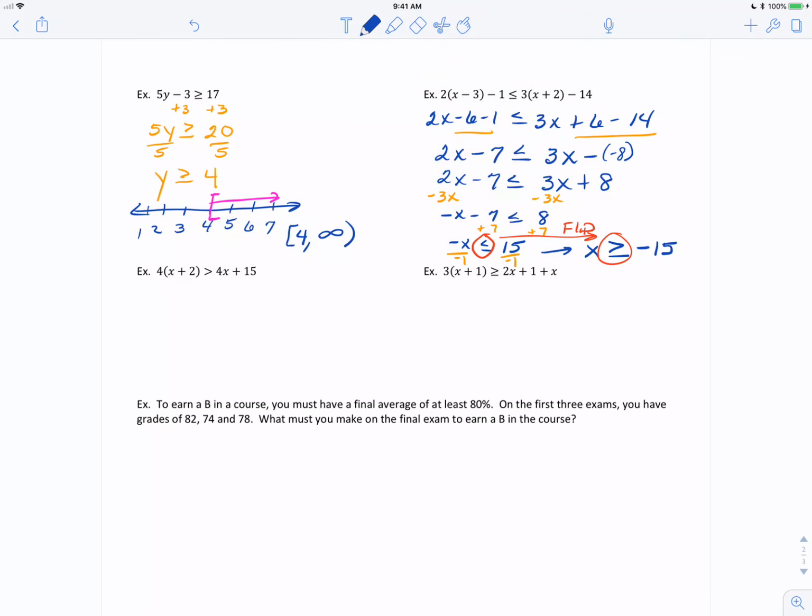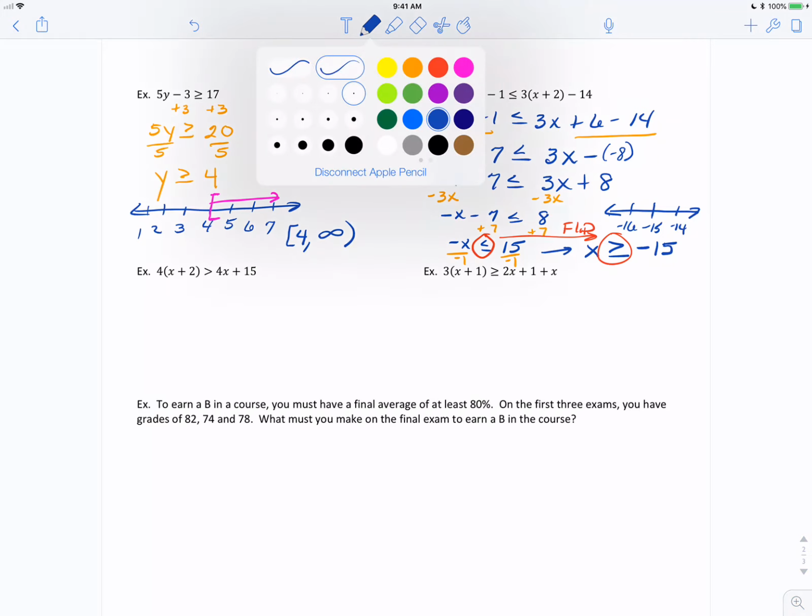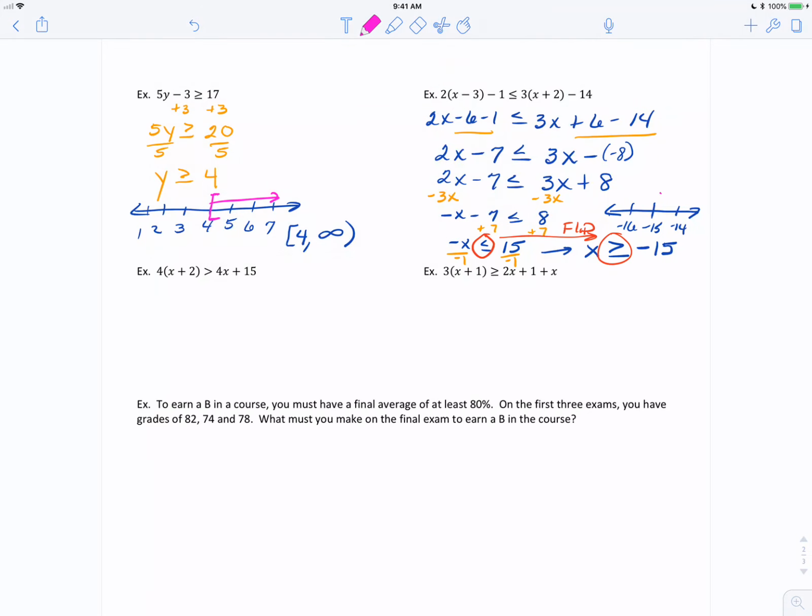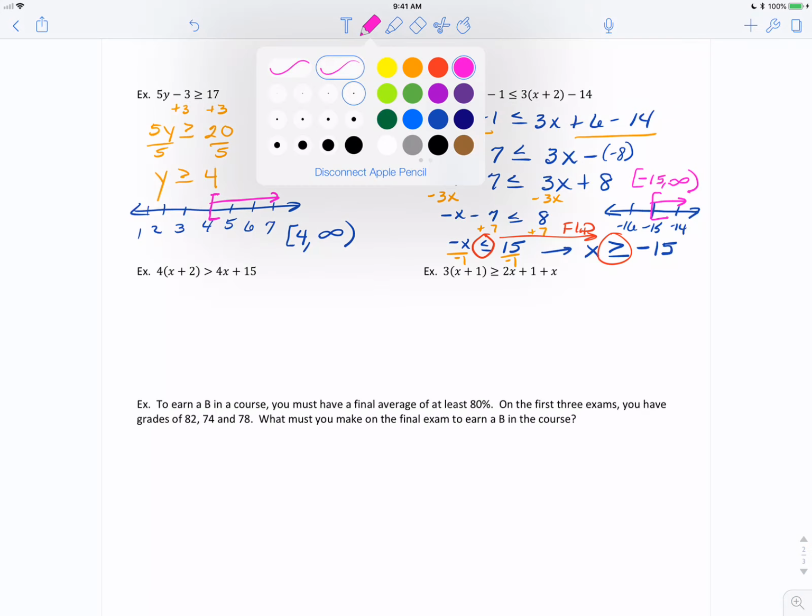Alright, so if I'm going to graph this on a number line, I'm going to work upwards. So here's -15, -16, -14. It's greater than or equal to, so bracket going this way. Interval notation would be -15 to infinity.